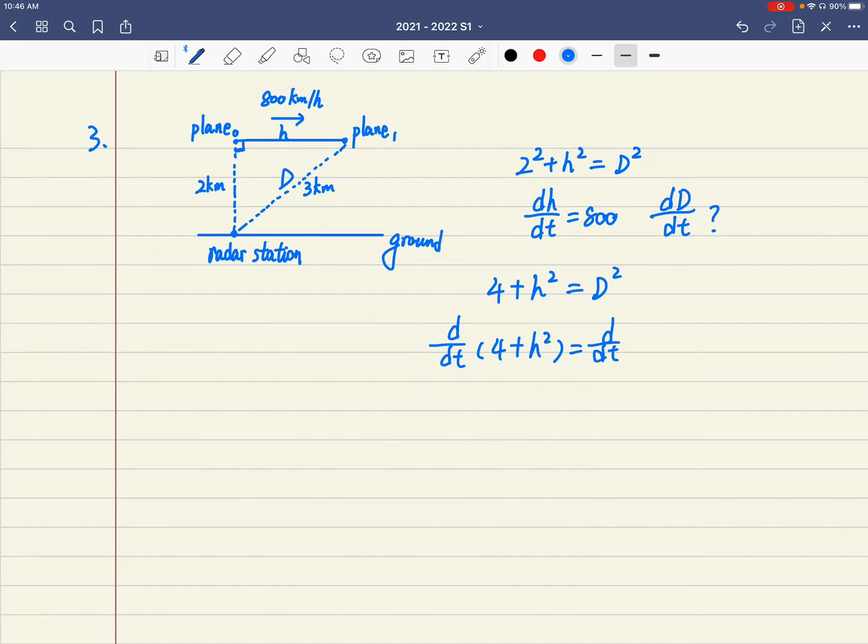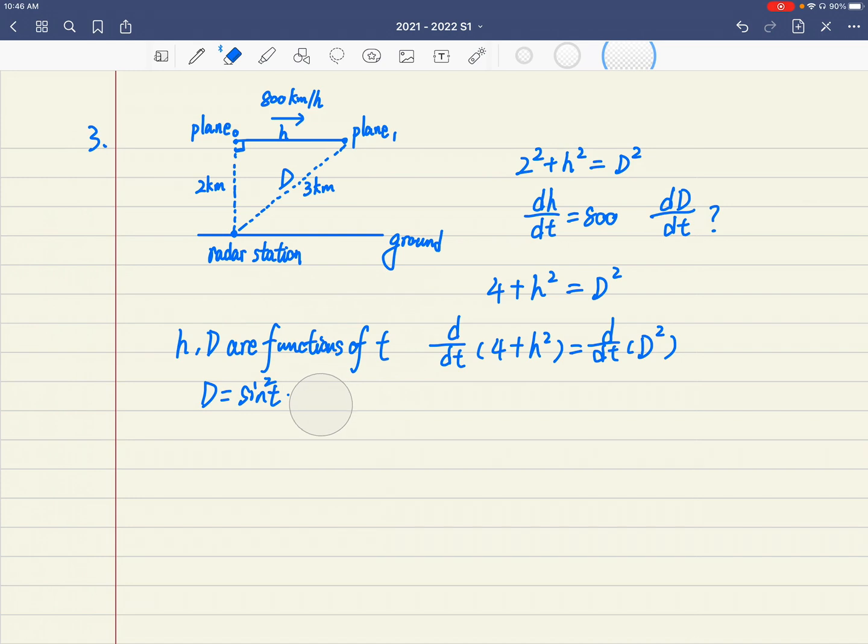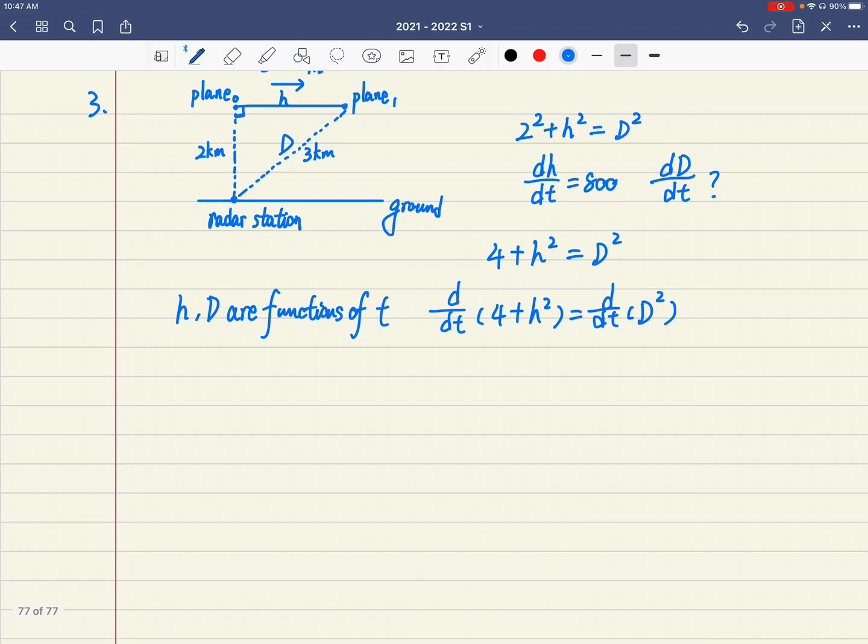Do notice that here you need to treat h and d as functions of t. They are unknown functions of t. For example, this d may be t squared plus 2t, or maybe d is like sine squared t plus e to the power of t. It doesn't matter. Anyways, d is a function of t, and it's an unknown function of t. You don't know the expression between d and t. But because we know this, when we differentiate it, we need to use the chain rule.